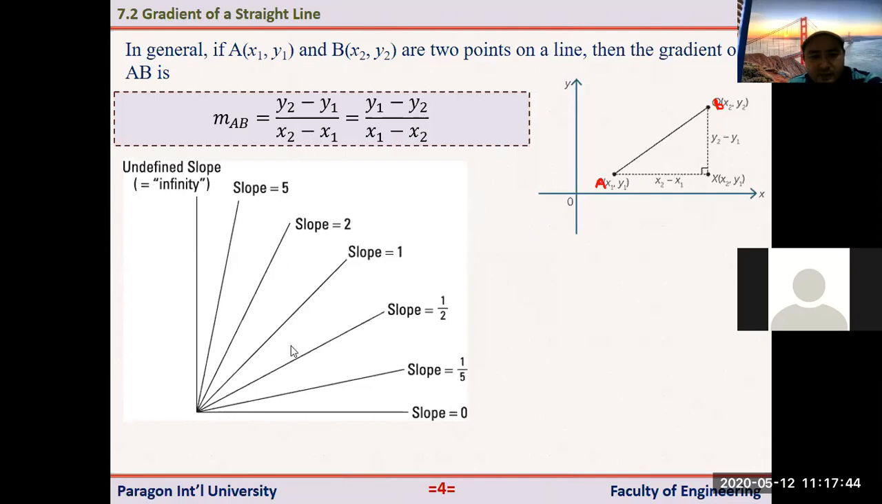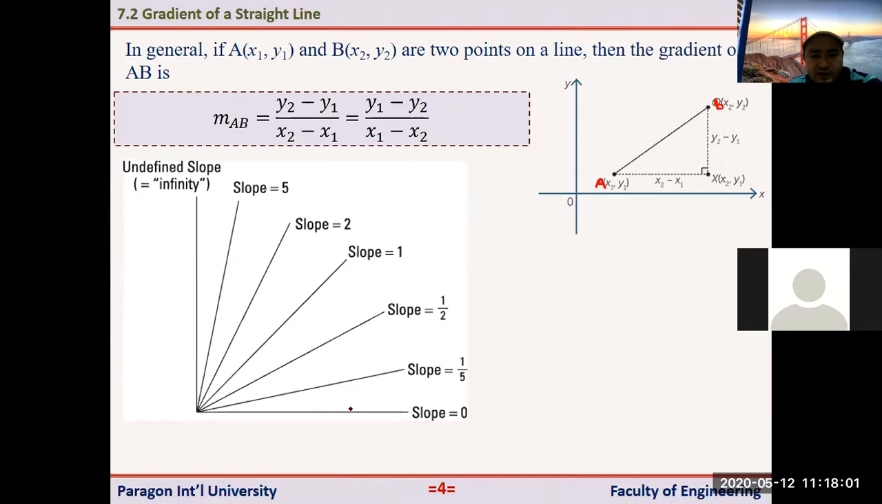Now in this example, if the line is a horizontal line, that means the y coordinates are not changing. A horizontal line means the y coordinates are the same everywhere. So that means 0 over something is equal to 0.